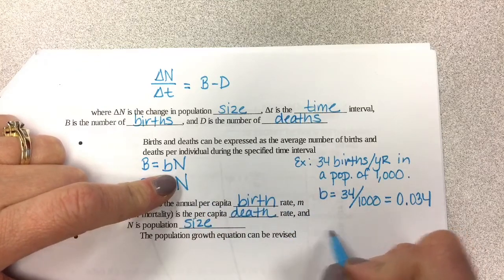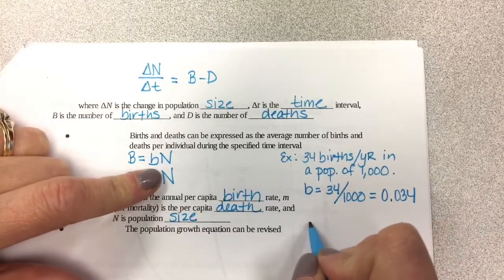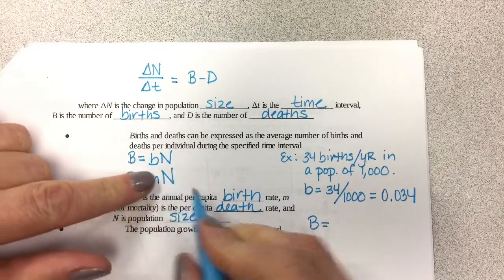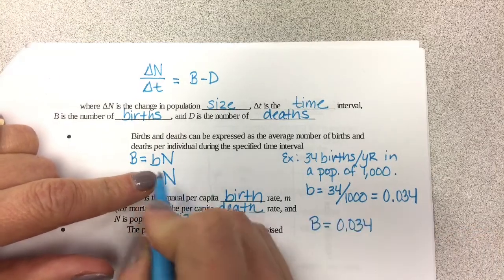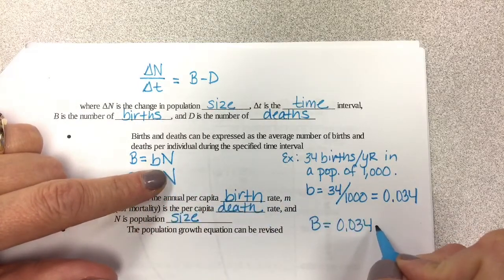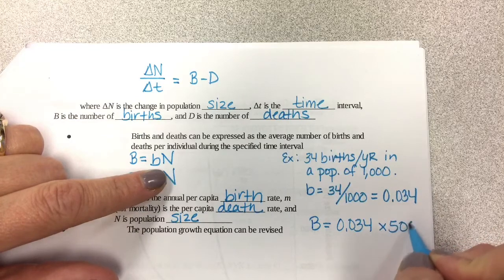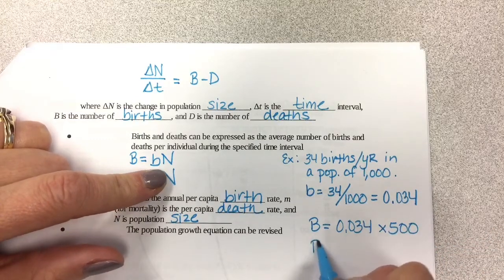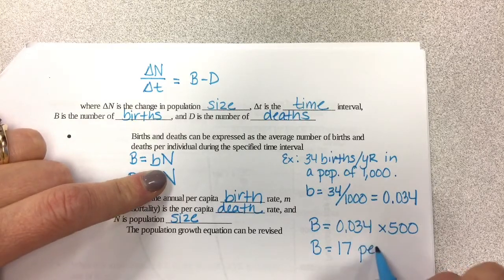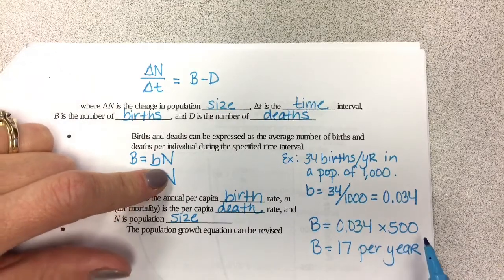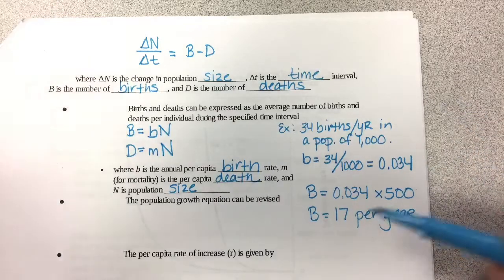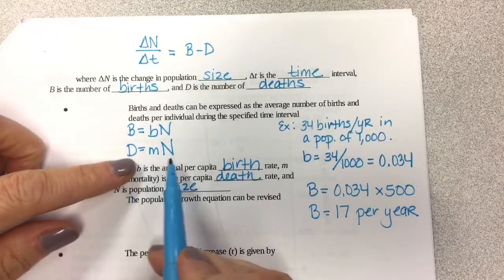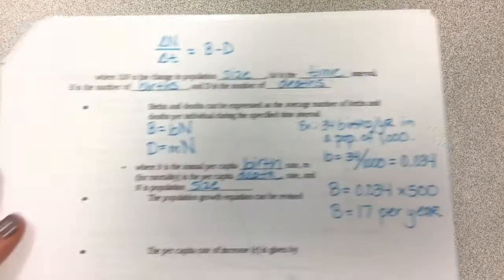An example to piggyback on that: if little b is 0.034, and your population size N is, let's say, 500, then you multiply this out, and big B is an increase of 17 individuals per year with a population of 500. If the population was 700, you'd multiply it by the same little b, the per capita birth rate. So you figure out the per capita birth rate, and then you multiply it by N. And you do the same thing with D. Okay, so that's an example of that.